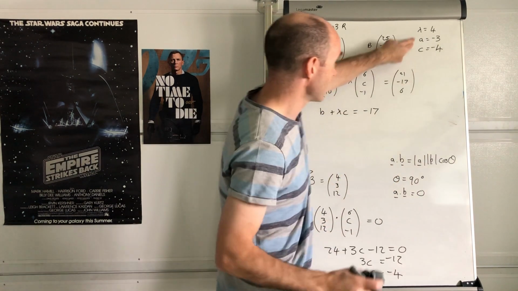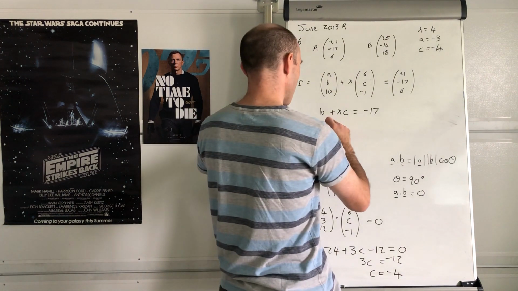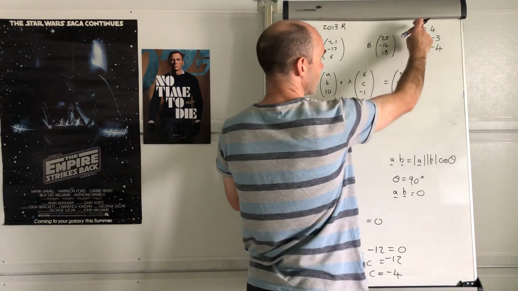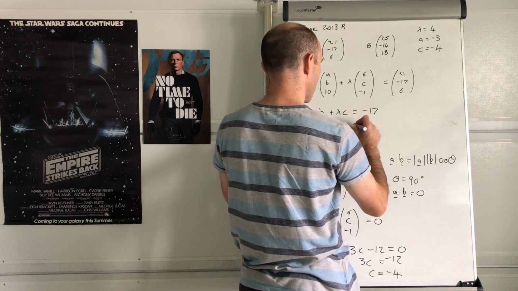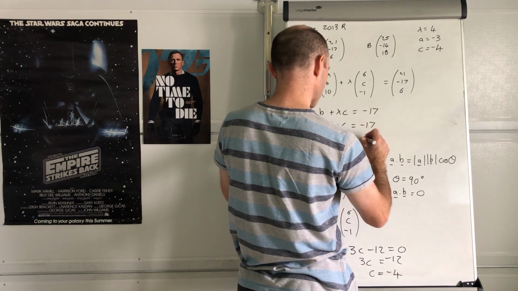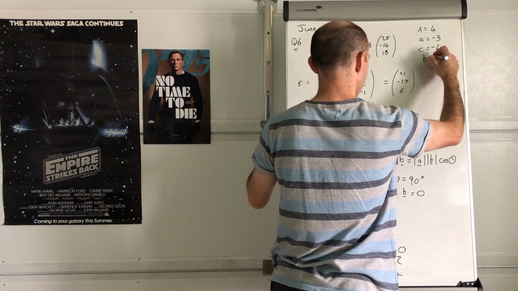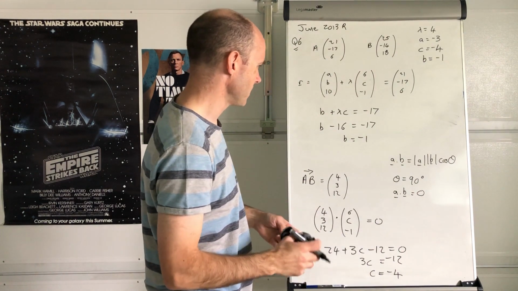Okay, and thank goodness I wrote down those things there because I'm going to need it, aren't I? So b, then lambda c. So 4 times negative 4. Okay, so it's negative 16 equals negative 17. So b must be equal to negative 1. Let's write that there as well. Okay, I hope that made sense to you.